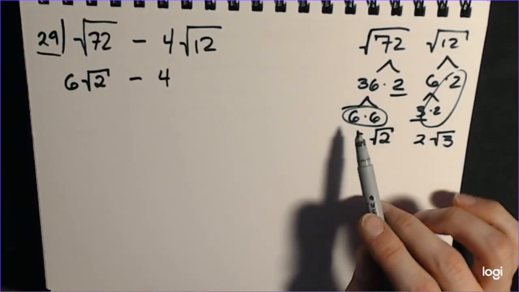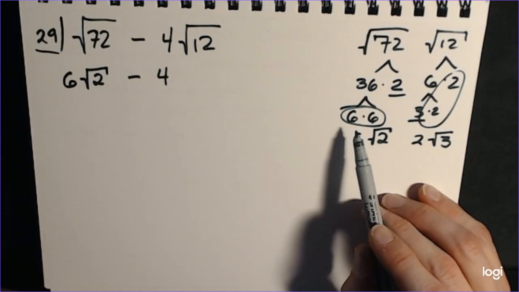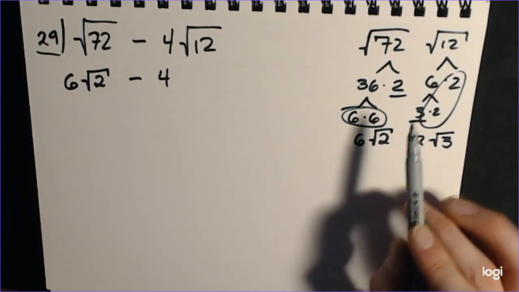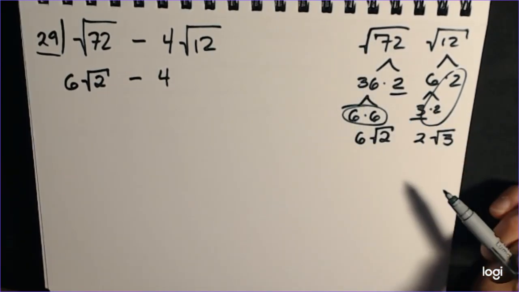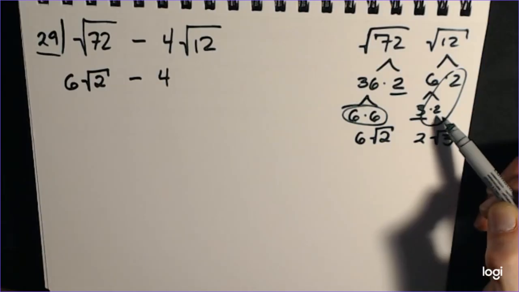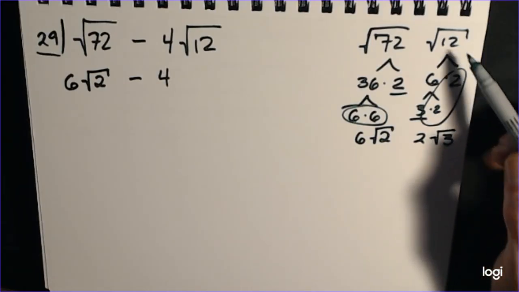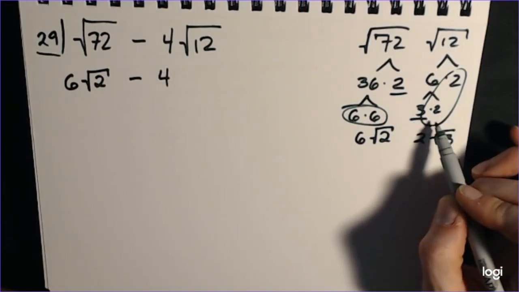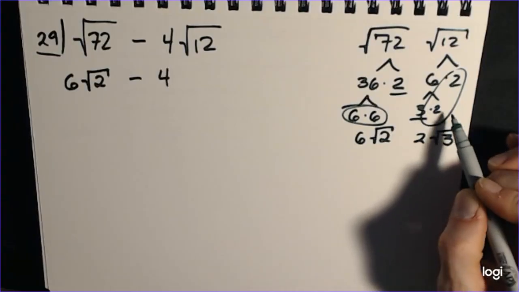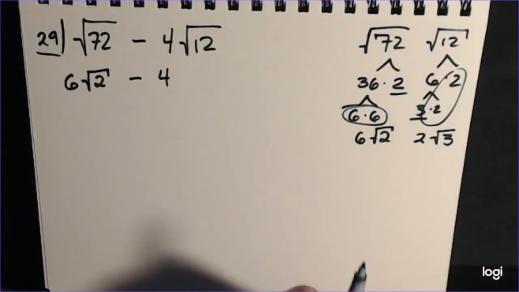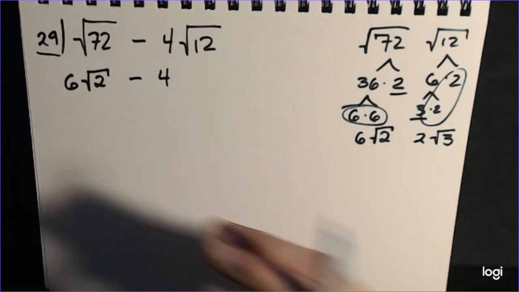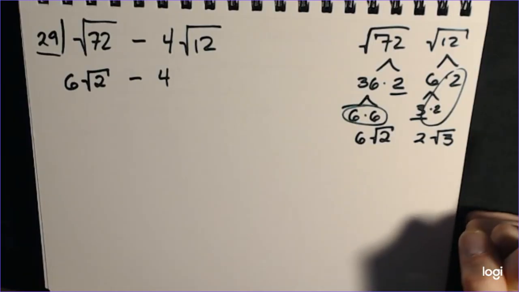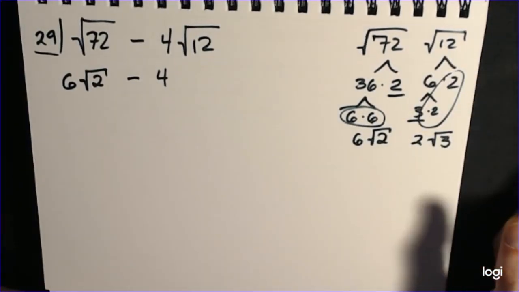If we look back at the ends of any of these trees, 6 times 6 is 36, times 2 gives us 72. Over here, 3 times 2 is 6, 6 times 2, that's 12, right? So if we look at all of the ends of the trees combined, those are the total prime factors that create the number that we're breaking down.